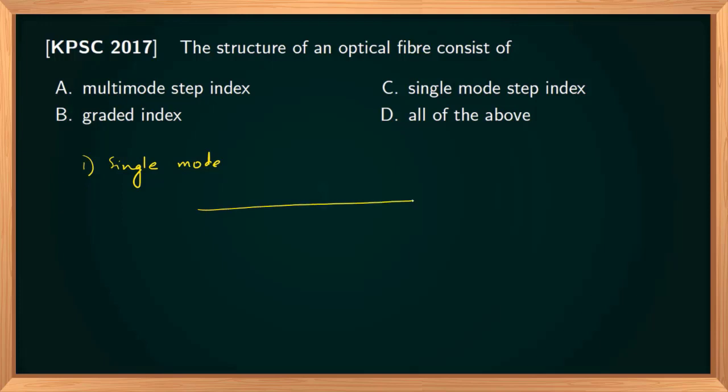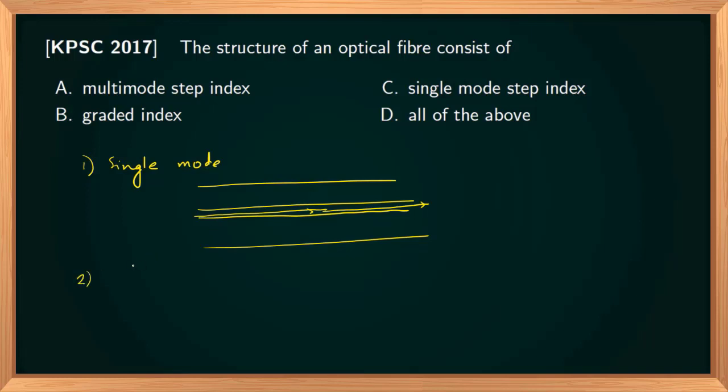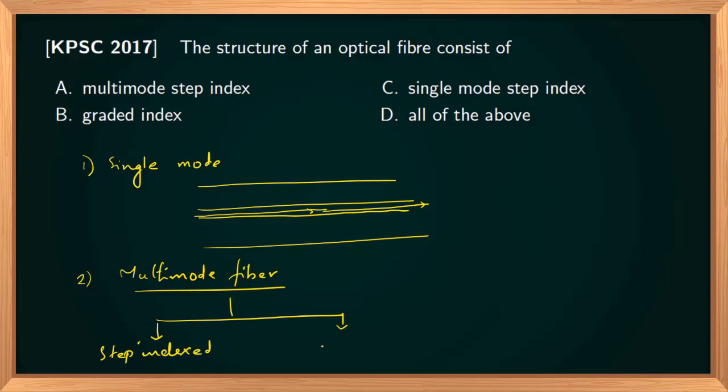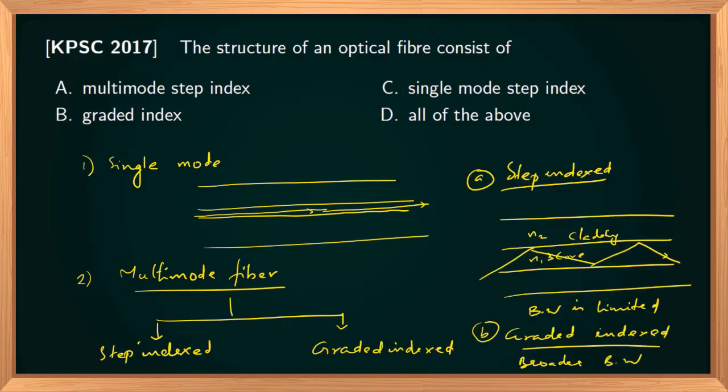So the core diameter is very small, so it can support only one mode of propagation, that is the direct mode. The light can travel directly from source to destination. This type of fiber is called single mode fiber. The second category of fiber is multimode fiber. Multimode fiber is again divided into two: step index and graded index multimode fiber. The correct option for this question is all the above.